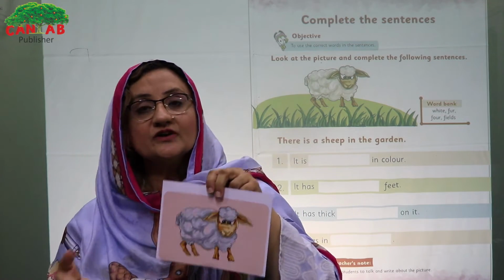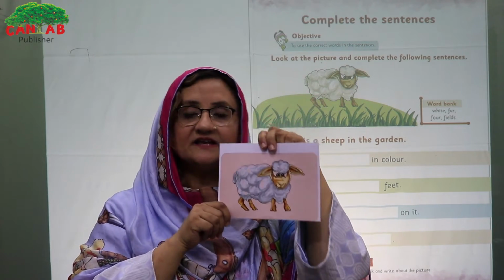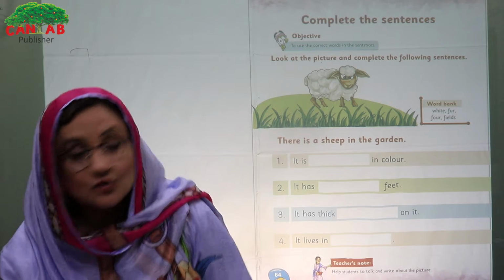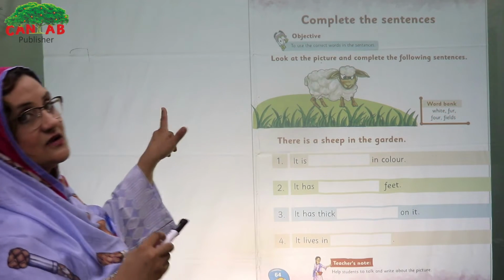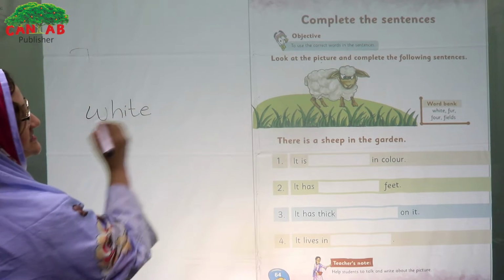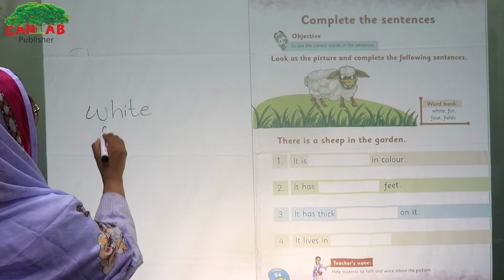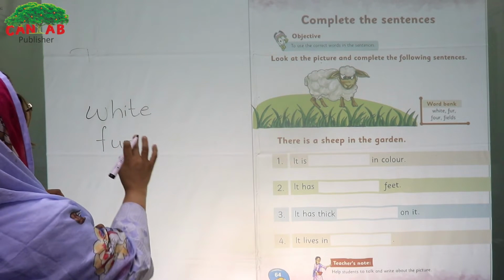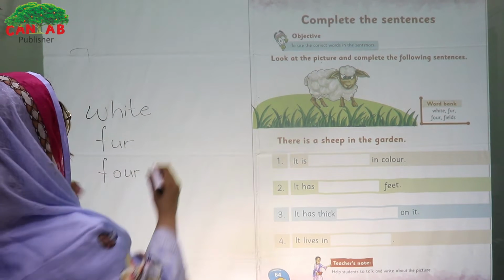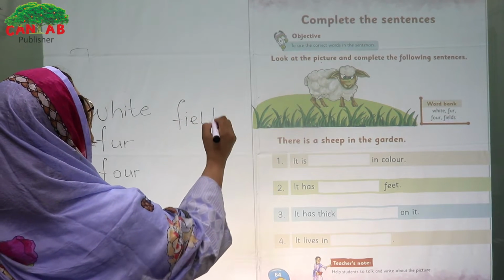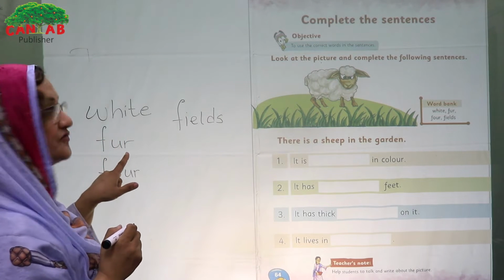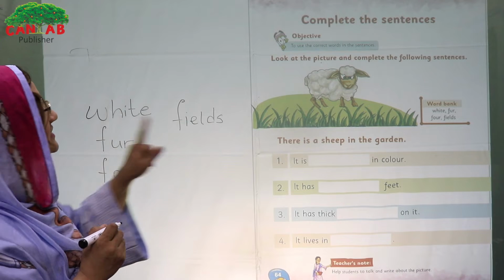You can encourage the student to hold the card in his or her hand and talk about the sheep. After this vocal and verbal practice, you can introduce this word bank firstly on the board. So look at what I am writing. White, fur, 4, fields.